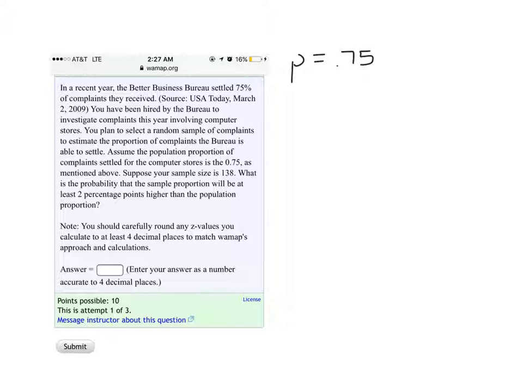Suppose your sample size is 138. What is the probability that the sample proportion will be at least 2 percentage points higher than the population proportion? So the sample proportion is p hat, and 2 percentage points higher than 75% would be 77%. So we want to know the probability that p hat is greater than or equal to 0.77. We're going to round any z values to 4 decimal places.